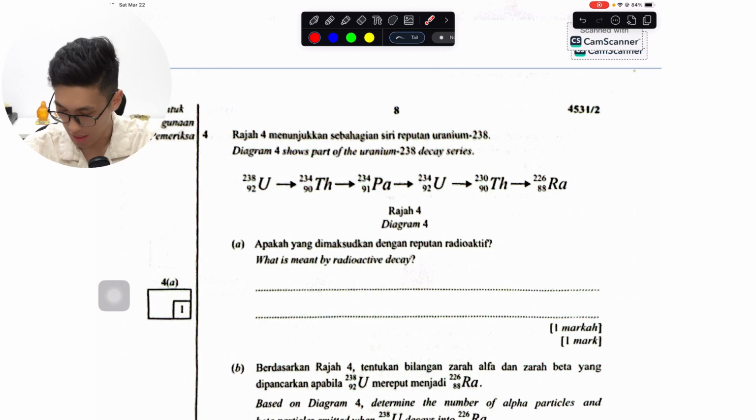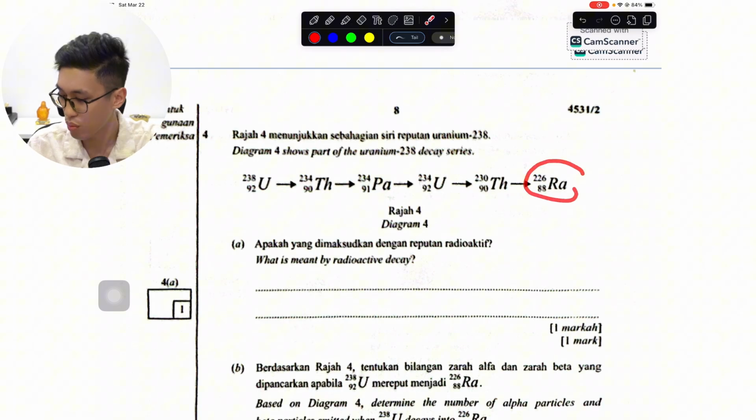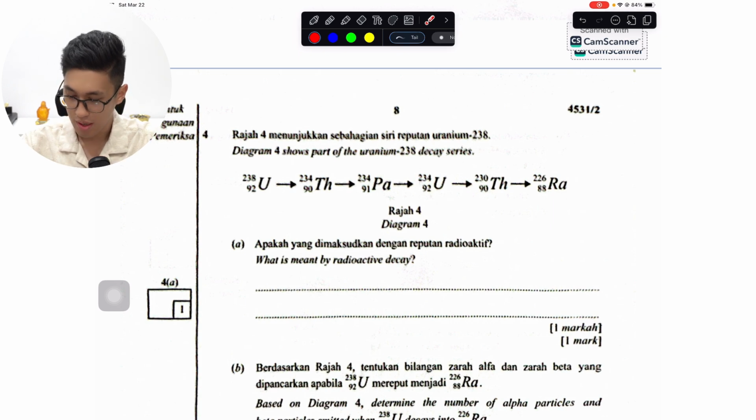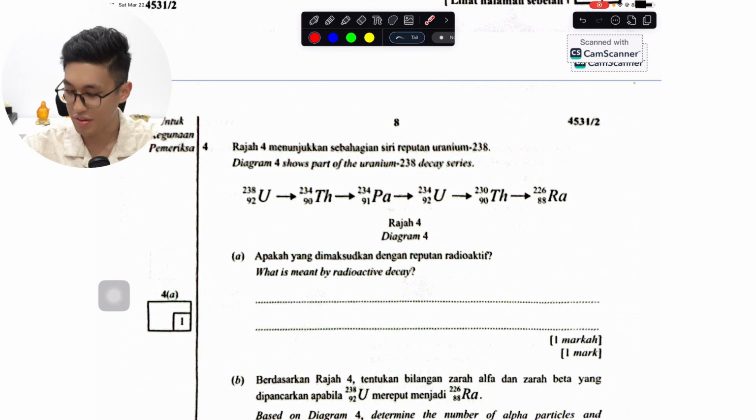So let's have a look. Diagram 4 shows part of the uranium-238 decay series. So we have uranium-238 decaying into different things, okay? All the different processes until it reaches the end, which I think this is radium, radium-226. Now, question number 1, what is meant by radioactive decay?